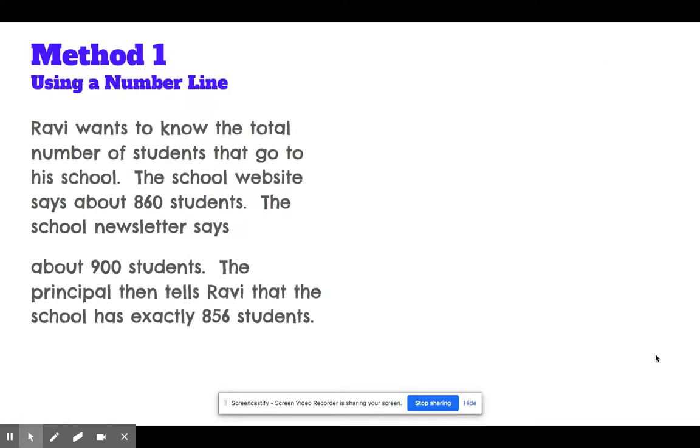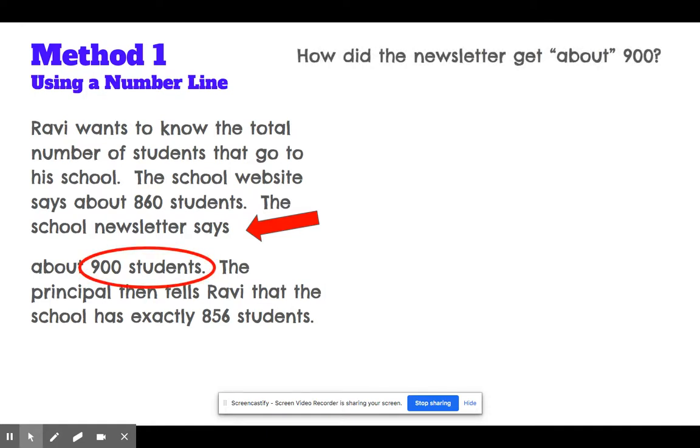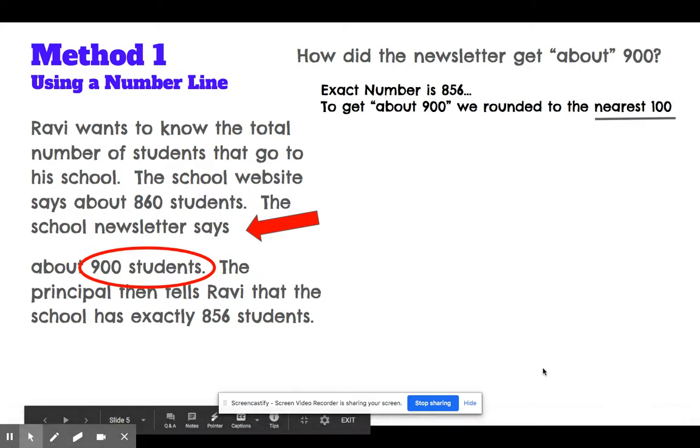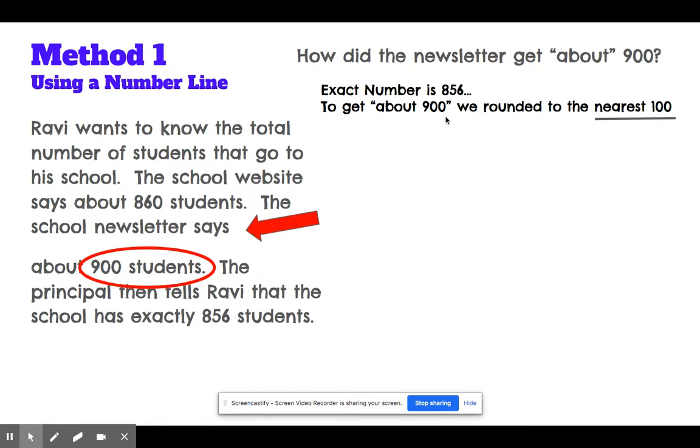So let's look at the second part of that math message. The school newsletter says about 900 students. So the second question is, how did the newsletter get about 900? Well, again, our exact number is 856, according to the principal. To get to about 900, we had to round to the nearest 100. So again, we need to focus on the digit in the hundreds place. With that number, 856, we're going to focus on the 8.